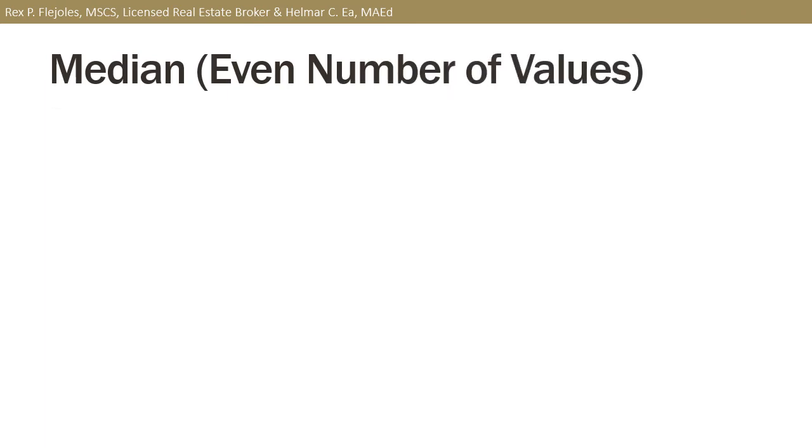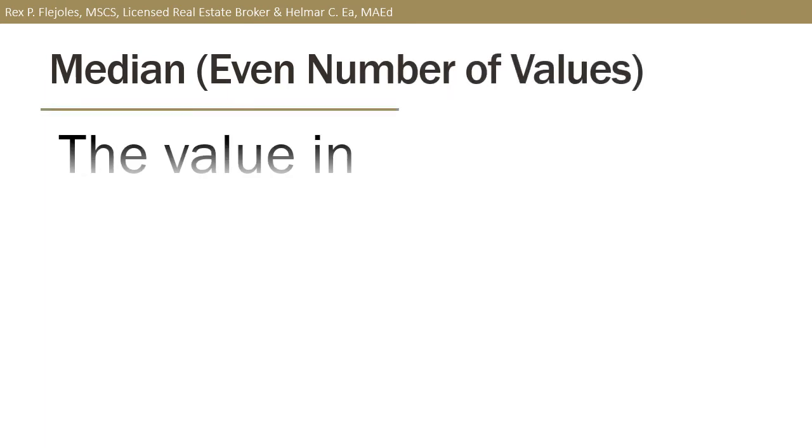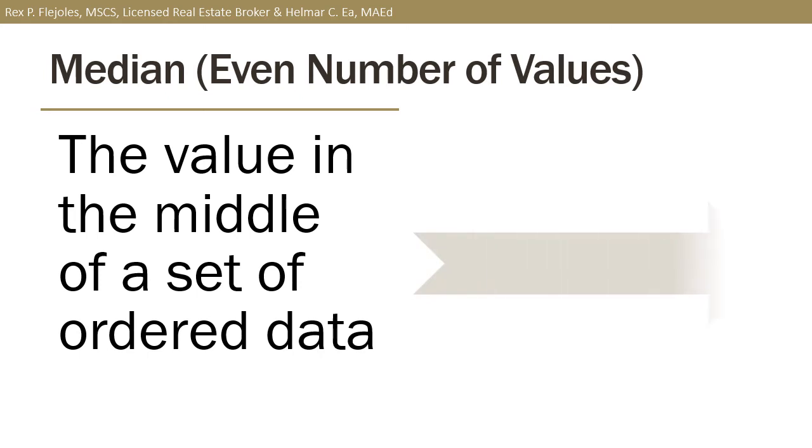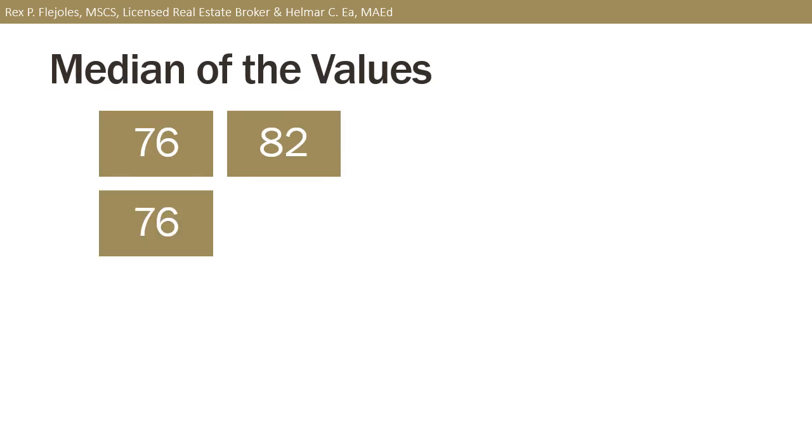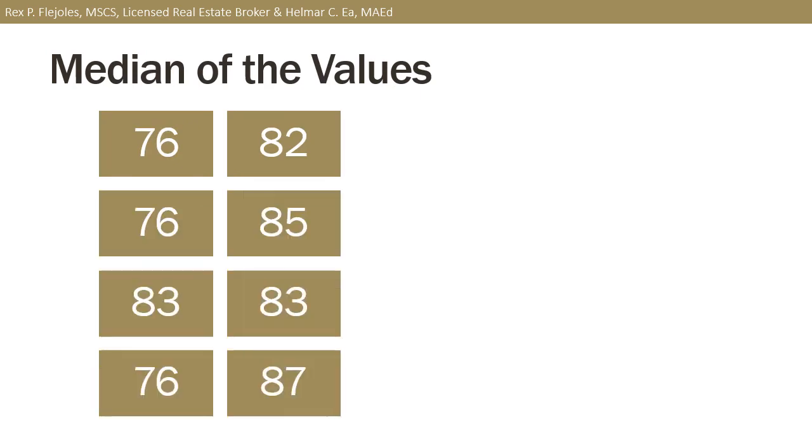For a set of data with even number of values, determining the median includes these steps. First, sort the values from smallest to largest. Second, find the arithmetic mean of the 2 middle values. This is an example. To determine the median in this particular set of data, first, we need to sort the values. Then, find the arithmetic mean of the 2 middle values. The median is located between these 2 values.